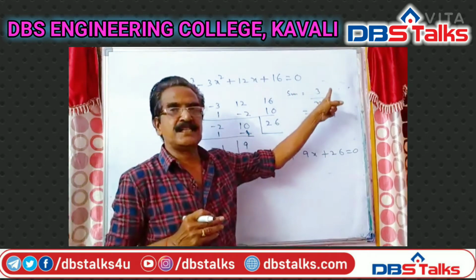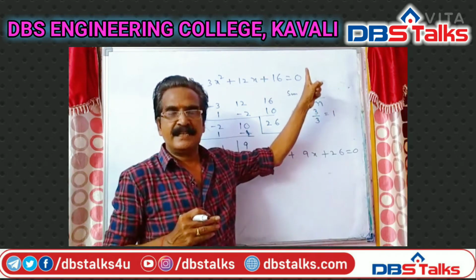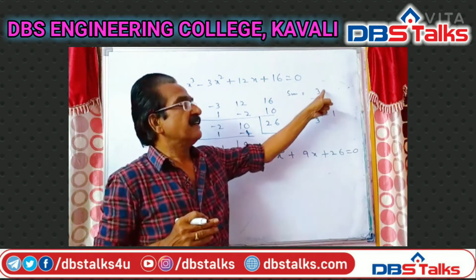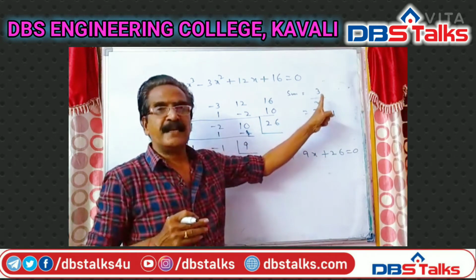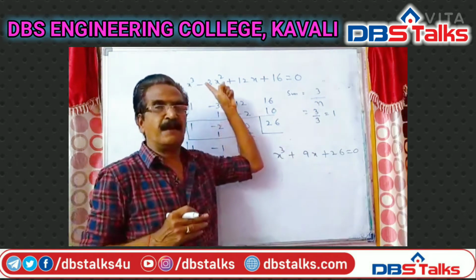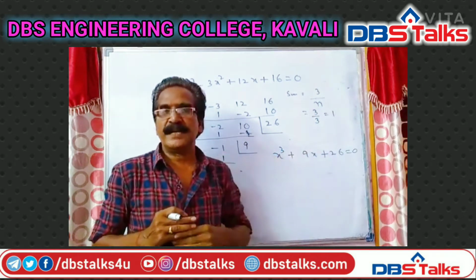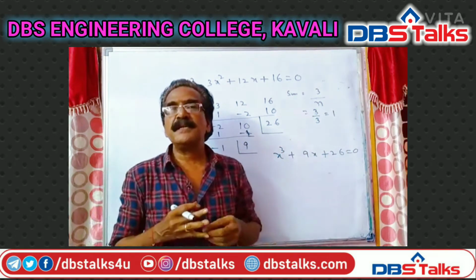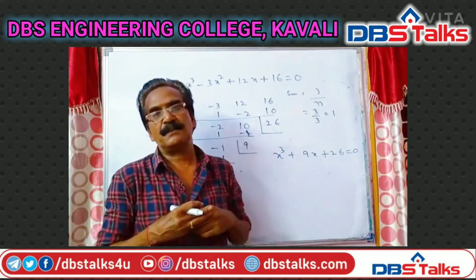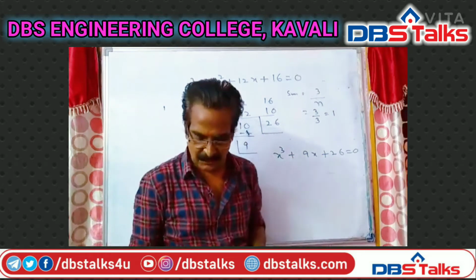Okay friends, this is how to remove the second term. First you find the sum of the roots. Sum of the roots here is 3. Divide the sum of the roots by the order of the polynomial. This is a third degree polynomial, so divide by 3. You get 1. So you have to diminish the roots by 1. That is your answer. Okay friends, let us do the next problem.